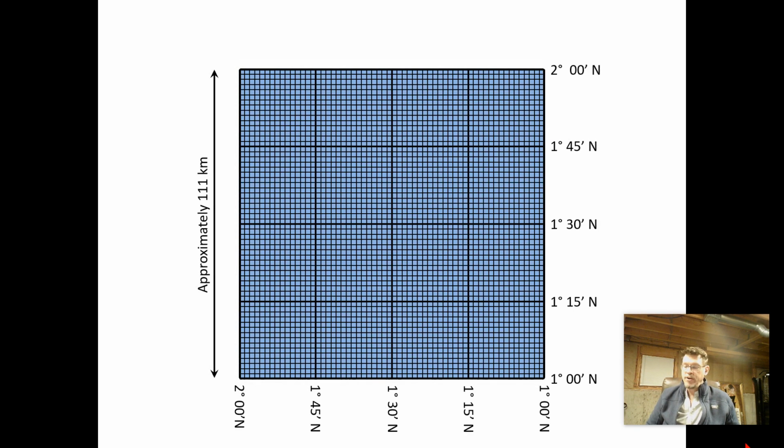So in this frame right now, we're looking at 1 degree across the top or across the bottom and 1 degree across the side. You'll notice that it's going from 1 degree north to 2 degrees north. So this whole thing is only 1 degree, and that's equal to about 111 kilometers.